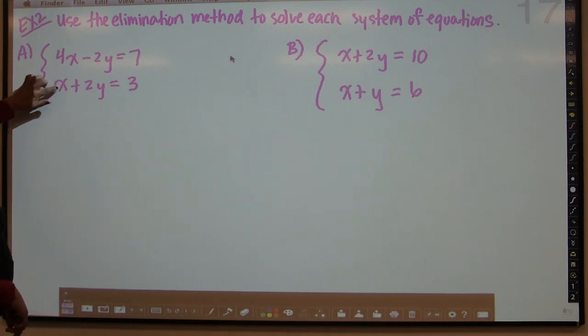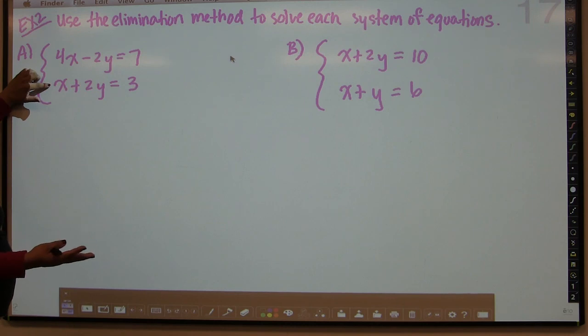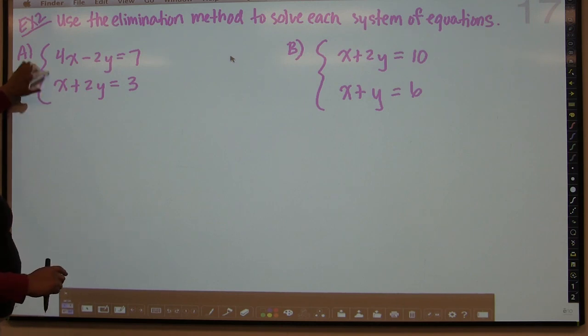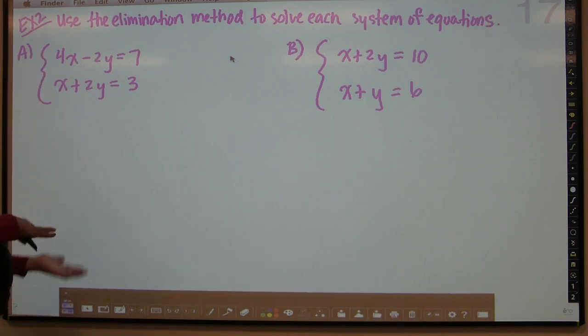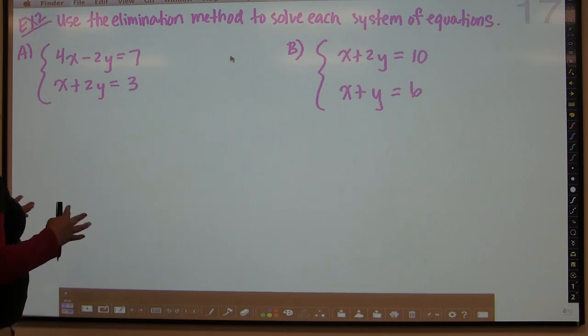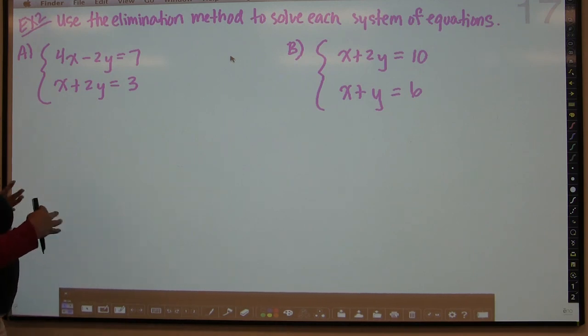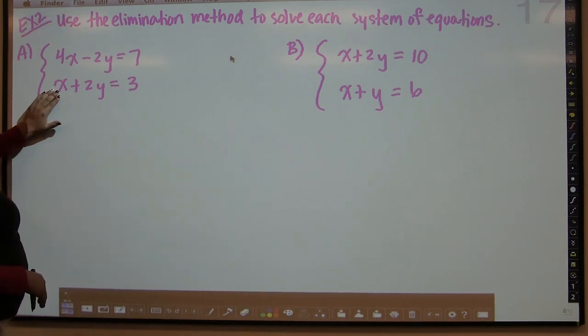So for example, here's the x variable. We have a 4 coefficient and a 1 coefficient. They're not the same number. They're not both 4. And they're not opposite sign. They're both positive. We need one to be positive, one to be negative. So our first example is the easiest case when it's already done for you. Because although the x doesn't work, the y does.